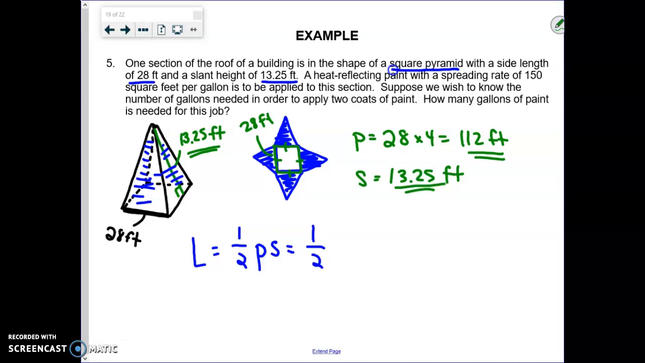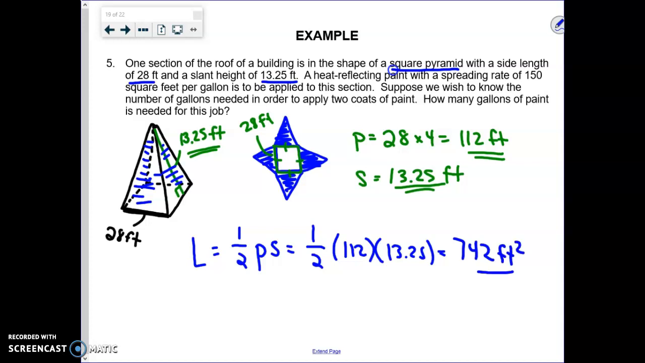So, 13¼ feet. All right. So we have everything we need. We've got 1/2 times the perimeter of the base times the slant height. And if we do that, ladies and gentlemen, that gives us 742 square feet that we have to paint.